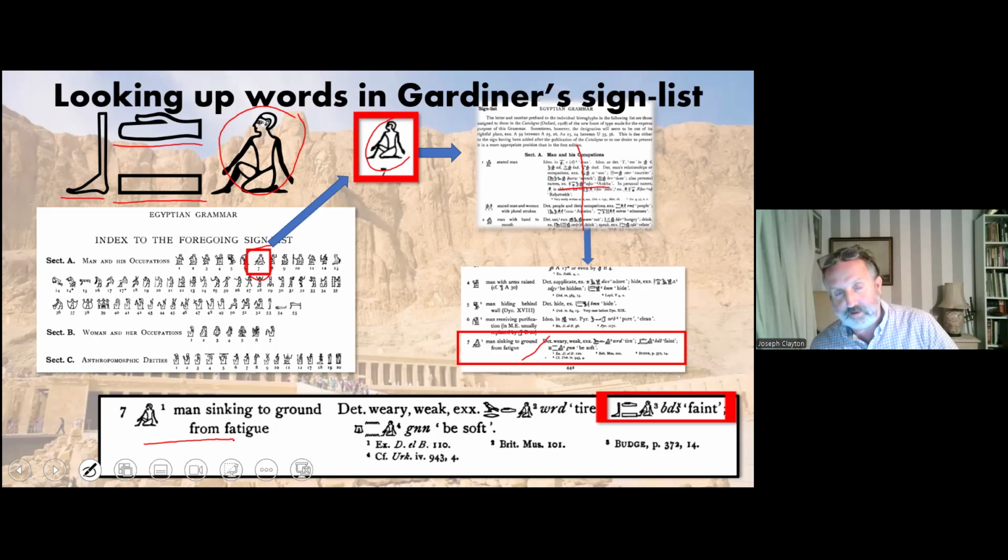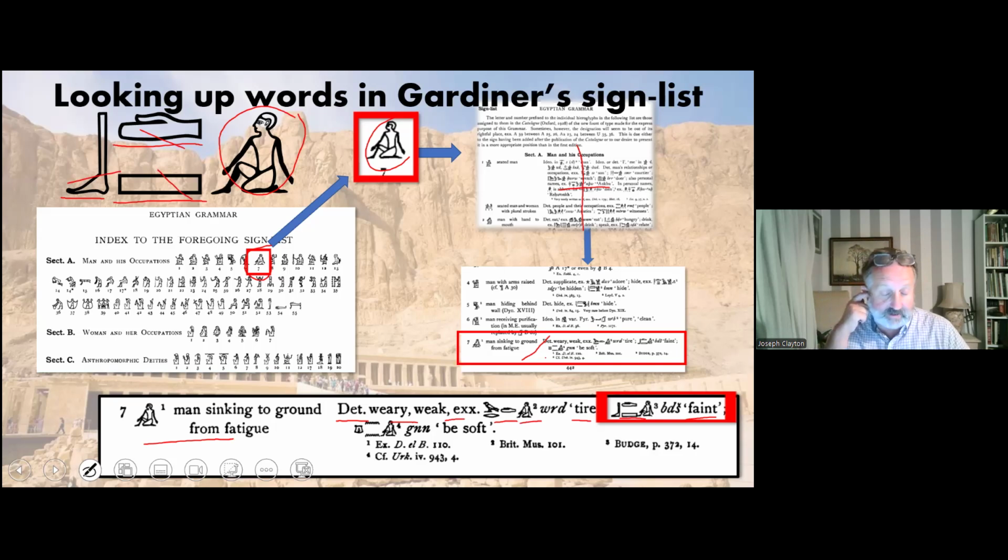This is apparently an occupation of a man, like man and his occupation. It includes sinking to the ground from fatigue and falling over. So it says here, when we look here, determinative, weary, weak, example, wered. That's got the determinative of it, that's not our word. But then if we carry on, we've got tire, then we find, there's bedesh, that is our word. B-D-sh, we find that bedesh means faint.